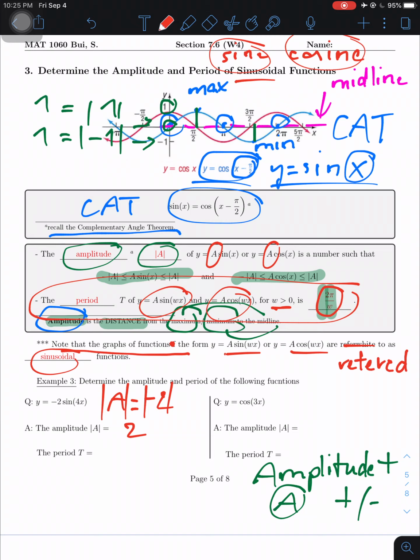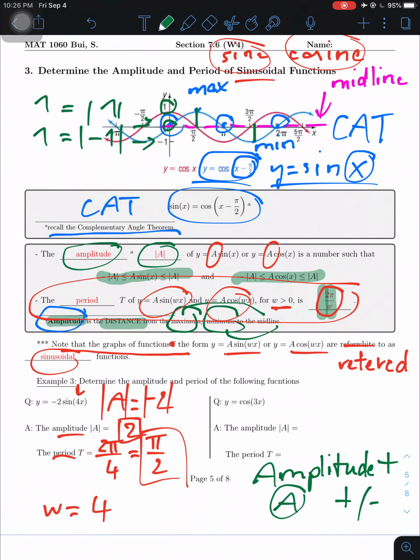So let me use that formula in here again. Let me define W down here first. My W is the number in front of X, right? So in this case, my W equals 4. And I'm gonna use the formula 2 pi divided by W, which is 4 in here. I simplify it, I get pi over 2. Okay, so the period in here is pi over 2, and the amplitude in here is 2. Simple, right? But hopefully, you will know the formula for each of them, and you will know which one is A and which one is W.